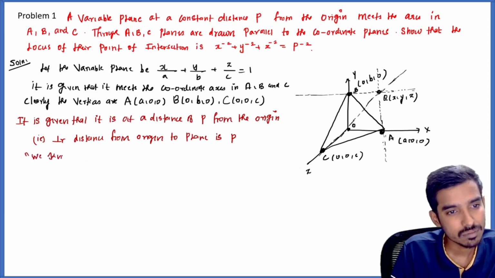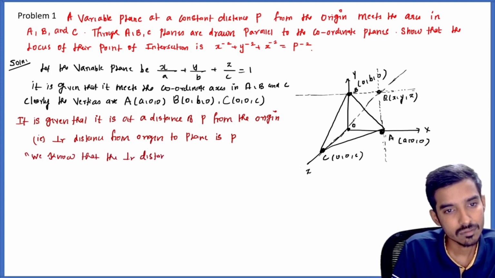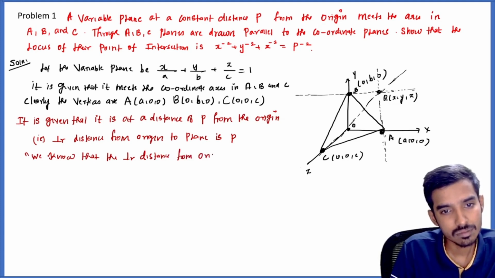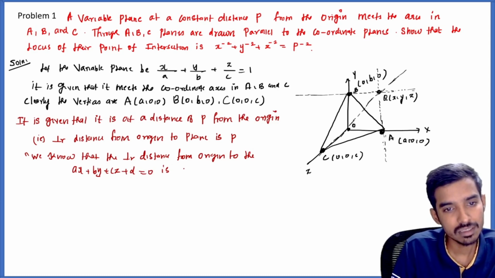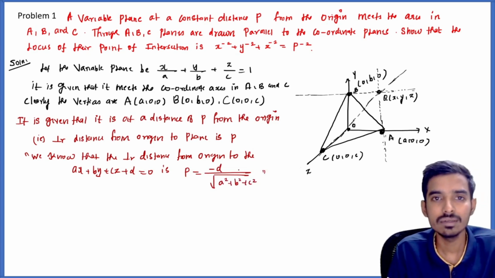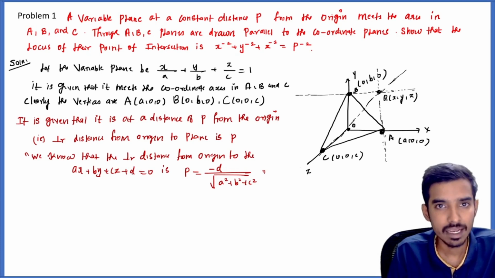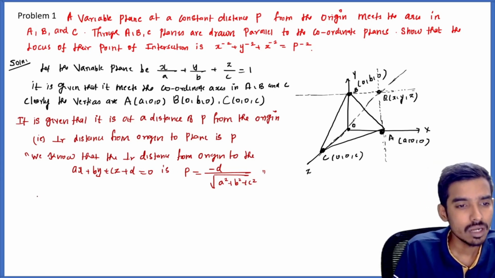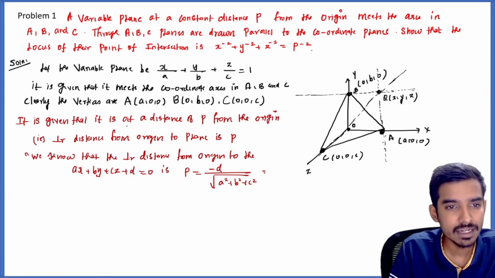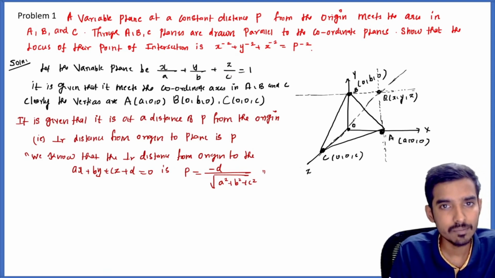We know that the perpendicular distance from the origin to the general equation of the plane ax plus by plus cz plus d is equal to 0 is given by p is equal to minus d divided by root of a square plus b square plus c square. I have already said to make this d always negative. If it is not negative, multiply throughout by minus. We have already solved these kinds of problems. Now we know that the perpendicular distance from the origin to this plane is p, right?